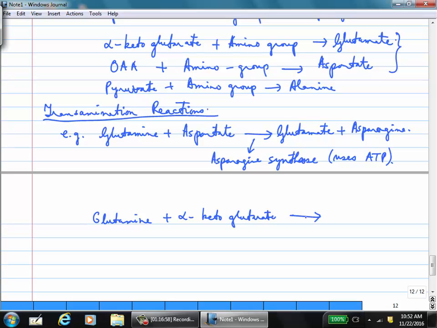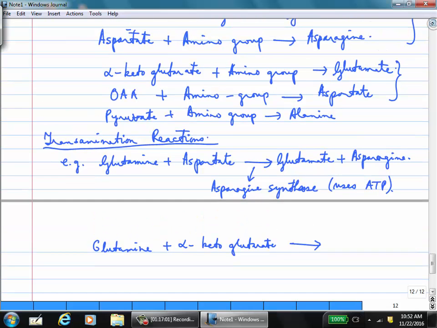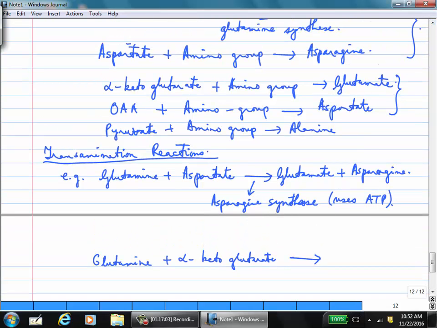So what are you going to get here? If you have glutamine and then alpha ketoglutarate, glutamine is going to transfer its amino group to alpha ketoglutarate. So what are you going to get? First of all, when glutamine gets rid of its own amino group, what molecule do you get? What amino acid do you get? Glutamate, all right? Yeah, good. And alpha ketoglutarate gets that amino group, and again it will become glutamate. So you're going to get 2 glutamate, right? So 2 molecules.